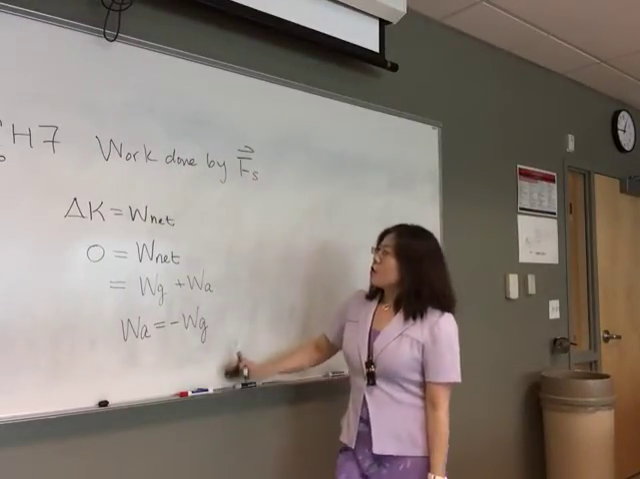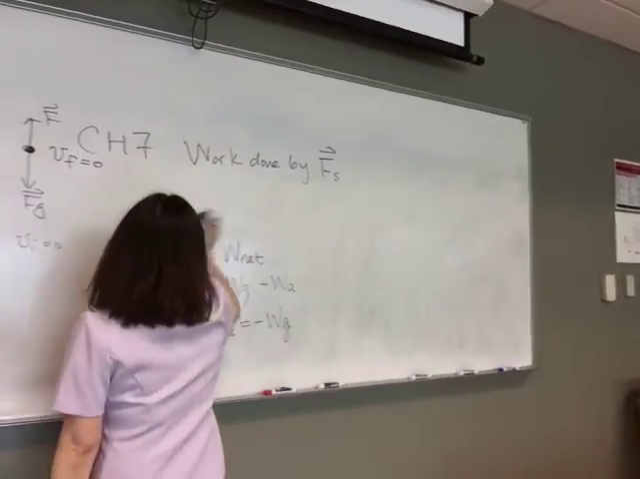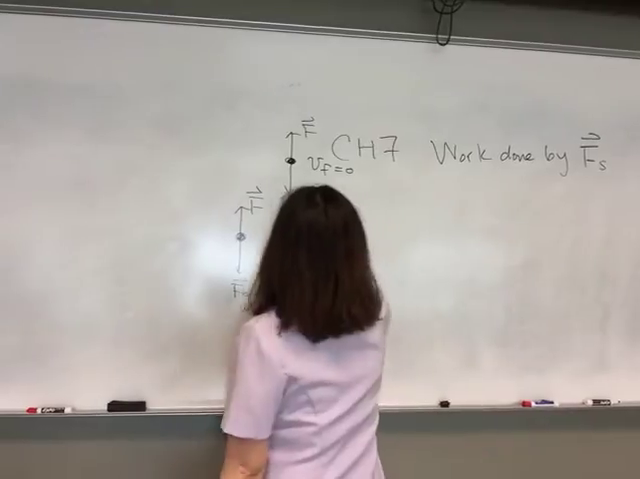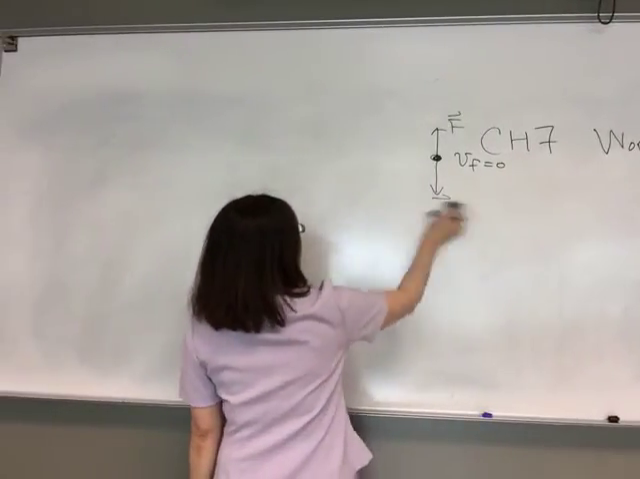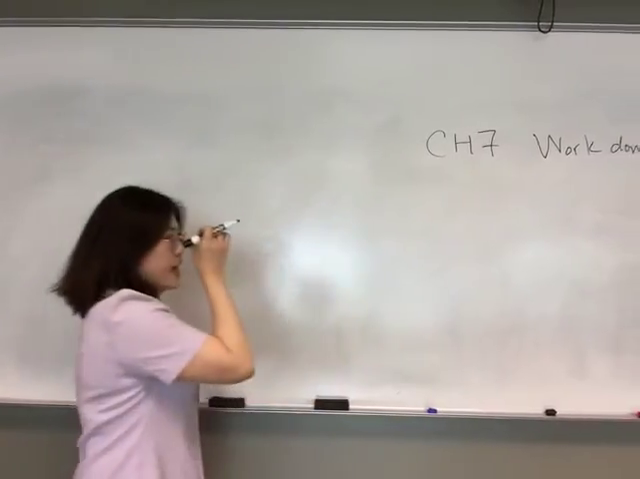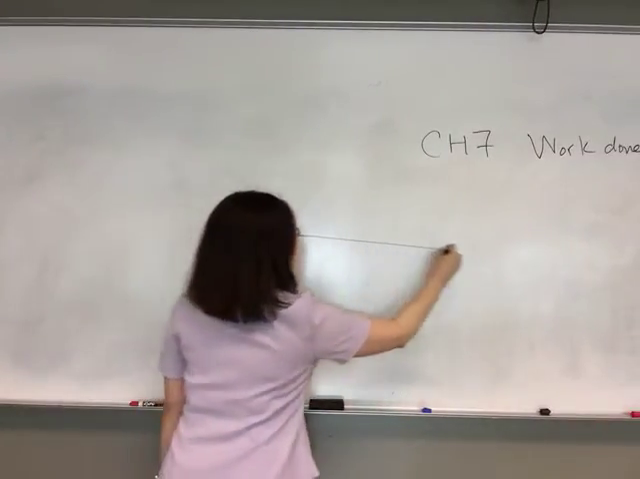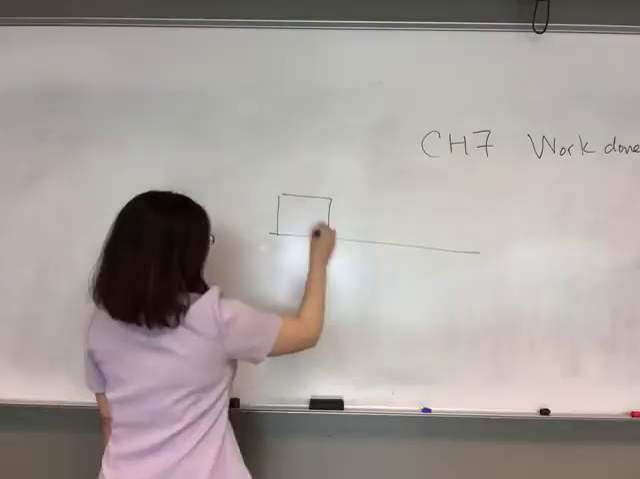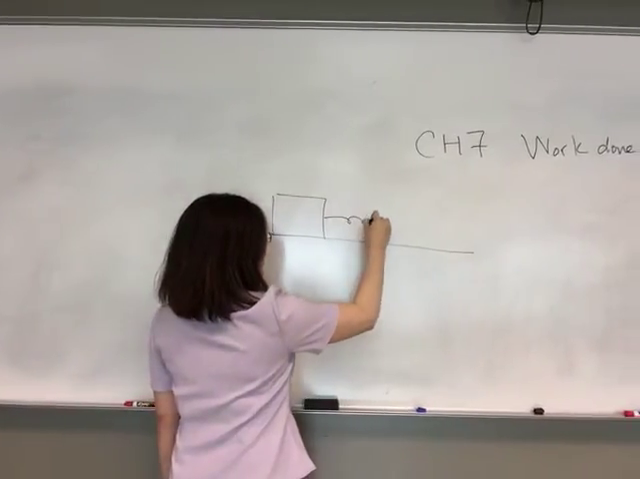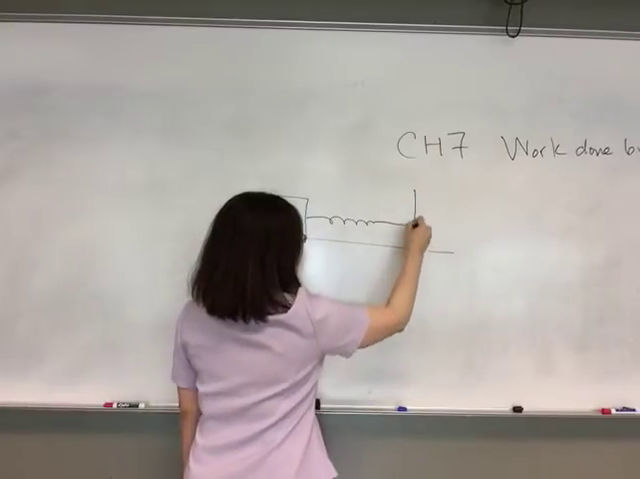Okay, so let's look at how much work is done by a force that is not a constant, and how do we go about calculating that? So let's say you have a tabletop, and then you have a block, and it's attached to a spring, and this is the wall.